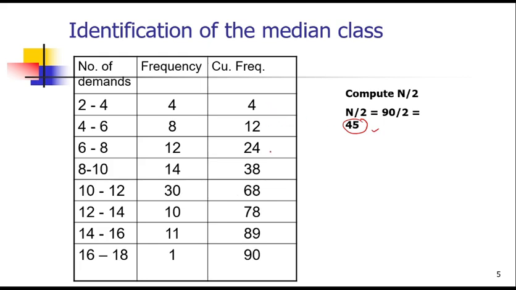Now we see in this column where we reach 45. This is less than 45. This is less than 45. This is also less than 45. This is also less than 45. Now this class, cumulative frequency is just greater than 45. So this class is my median class. Okay, this class is my median class.